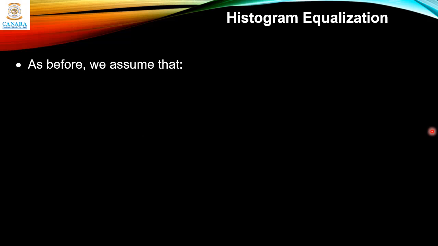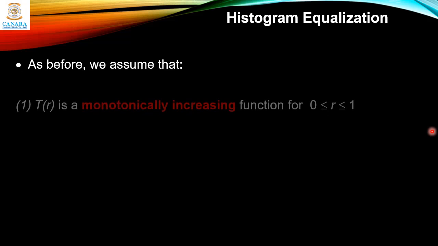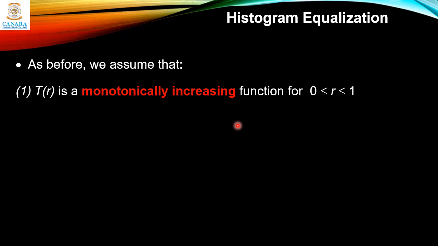As we discussed before, we assume that T of r is a monotonically increasing function in the interval 0 to 1, for the value of r between 0 and 1, which basically preserves the order from black to white. And this is a very important condition, because a black pixel in the original image should be a black pixel in the transformed image. It should not turn into white, and a white pixel in the original image should appear as a white pixel. So this order should be maintained, and that is done by this monotonically increasing function.